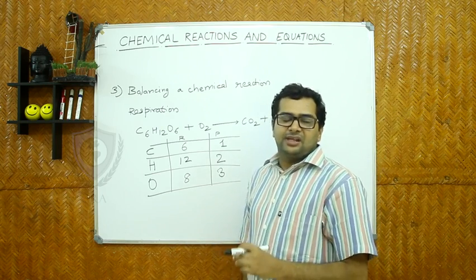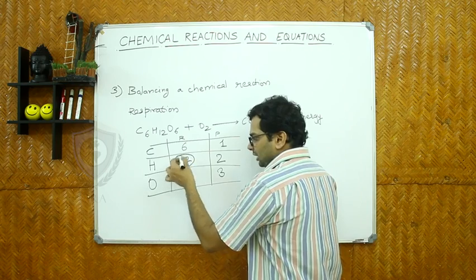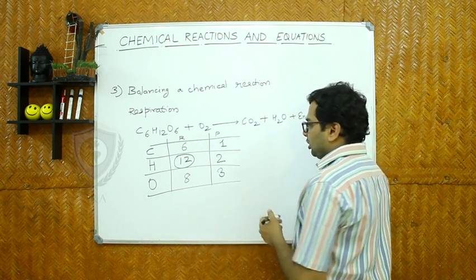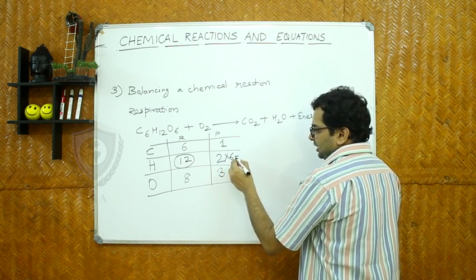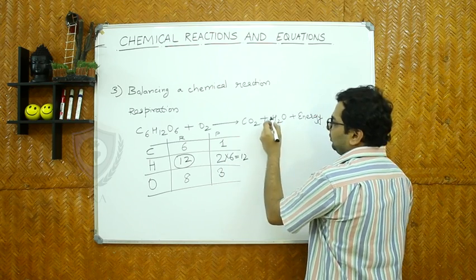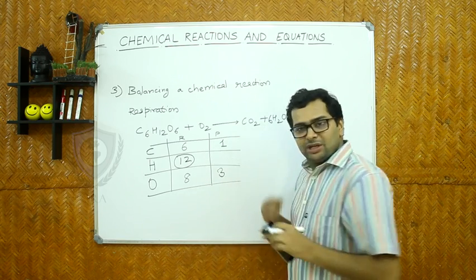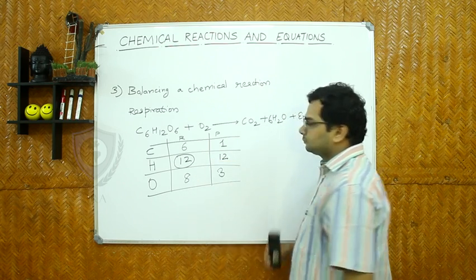So let's look at the highest one. What is the highest number of atoms here? Hydrogen, which is equal to 12, but here we have only 2. So how do we make 2 equal to 12? Multiply by 6, it becomes 12. So we will put a 6 here. Okay? So when we put a 6, it becomes 12. So now it's a 12 here.